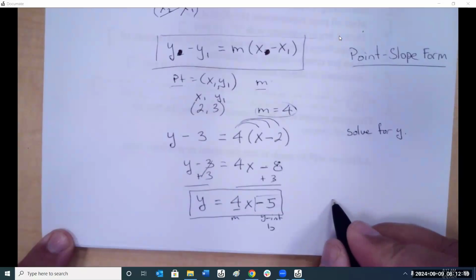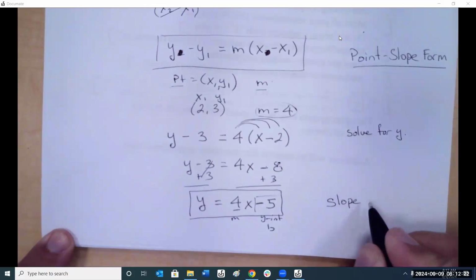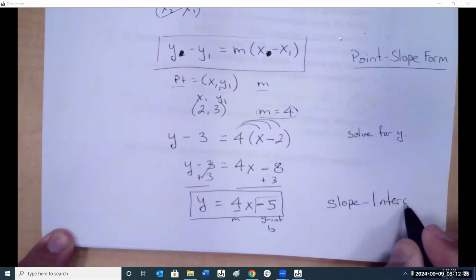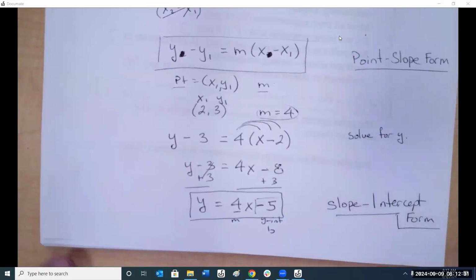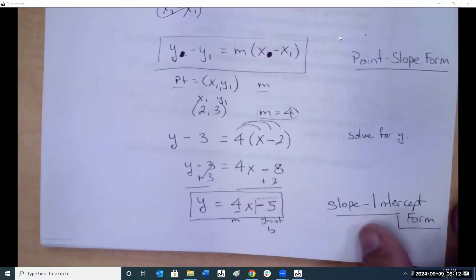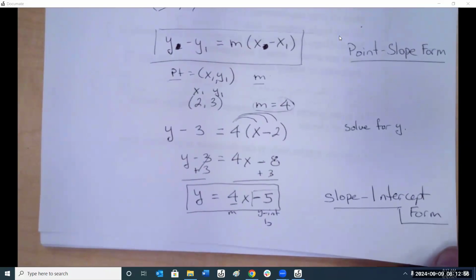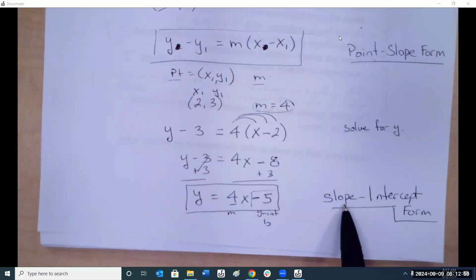This form is the slope intercept form, because it has the slope and it has the y-intercept. And there's a difference between the y-intercept and the location of the y-intercept in the equation. So we'll talk about those in a second. So that's the second form. We have the point slope, the slope intercept.